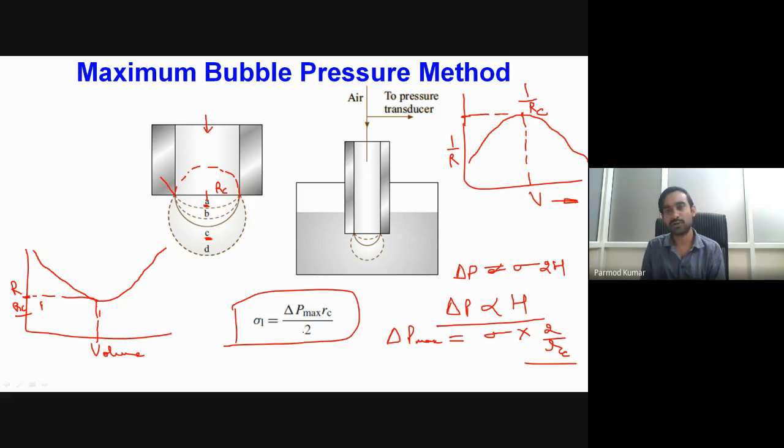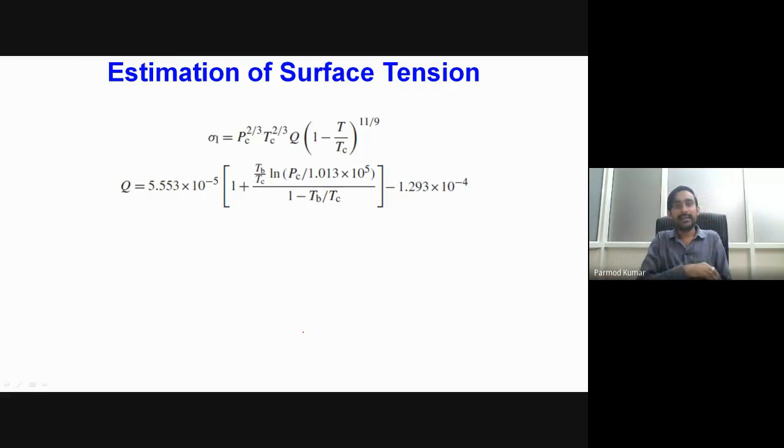Earlier it was not popular due to the high cost associated with the pressure transducers, but as transducers have evolved and pressure measurement is now possible with low cost transducers also, this method has become popular. Okay, so this is all about methods for measuring the value of surface tension.